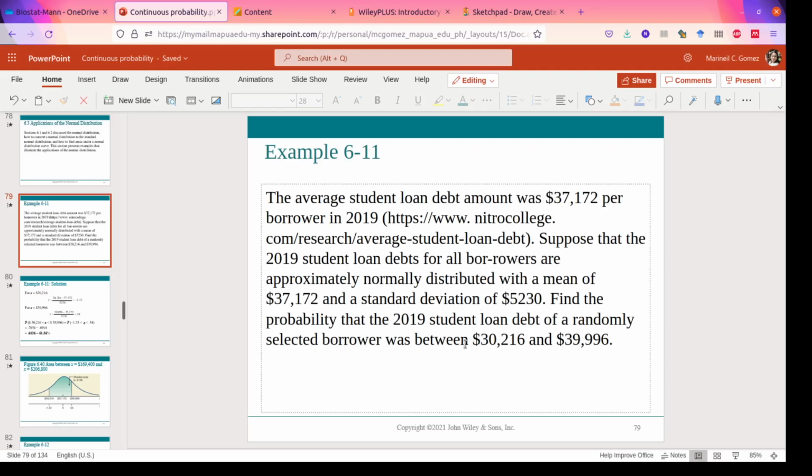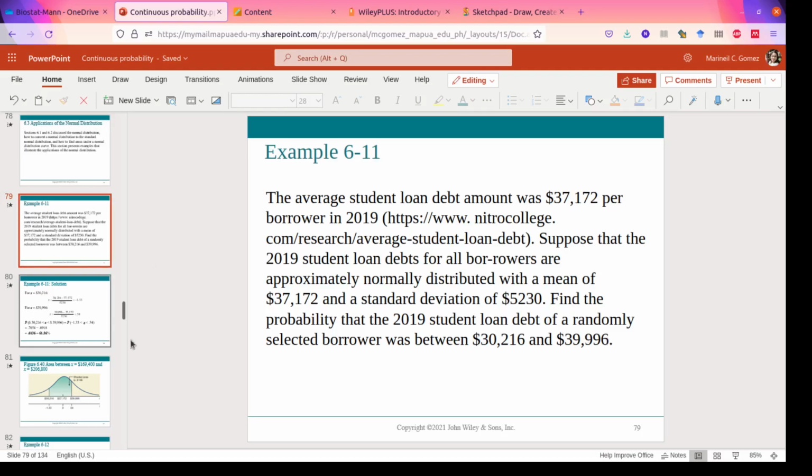So what's the probability that the 2019 student loan debt of a randomly selected borrower, if we look at those people with debts and we just get one, is between 30,216 and 39,996? When we ask a certain student out in the streets for his debt, what's the probability that his debt is between 30,216 and 39,996?